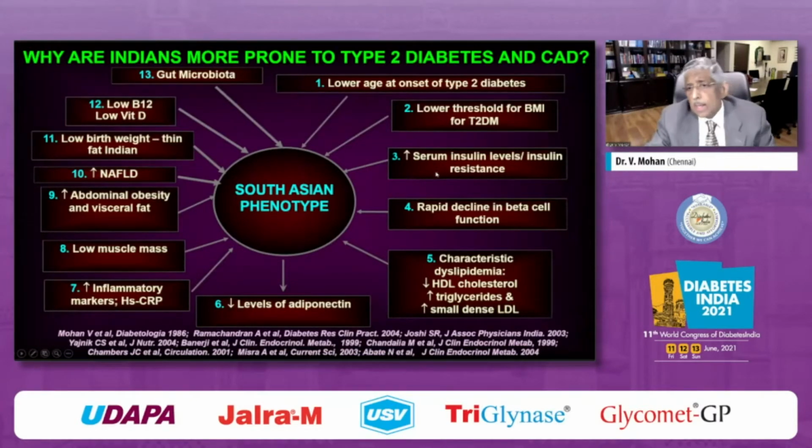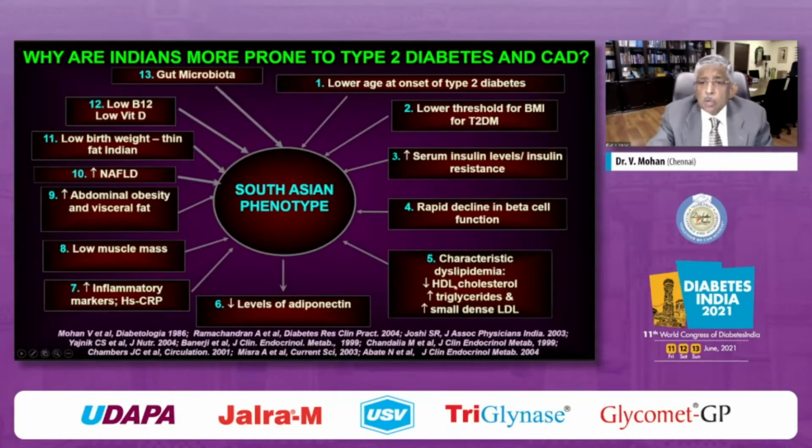This is my work in 1985 in England, where we showed for the first time that if you take the insulin level itself, we can distinguish the Indians and the Europeans. More recently, this has been our work where we showed rapid decline in beta cell function. We seem to be losing beta cell function very rapidly. Both cross-sectional and longitudinal studies have shown that.